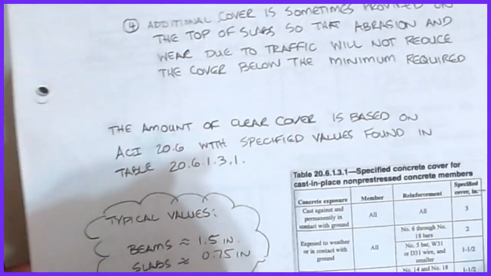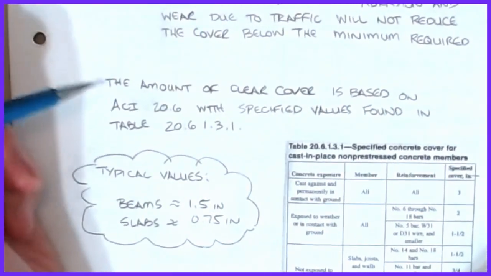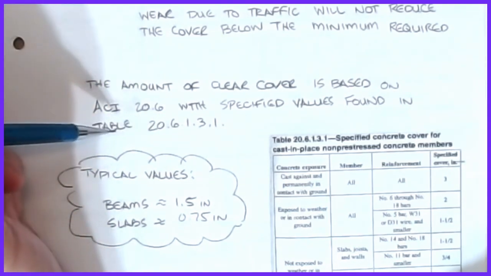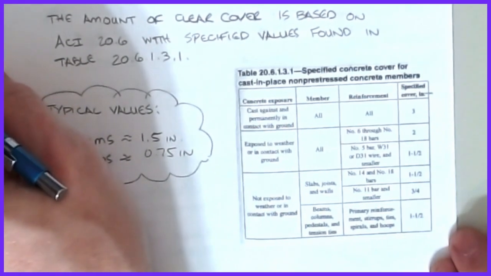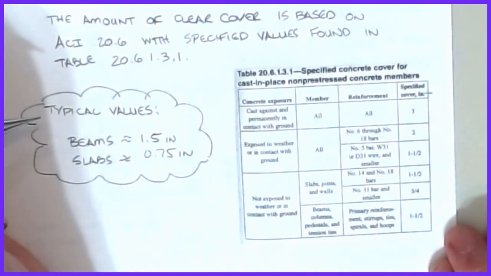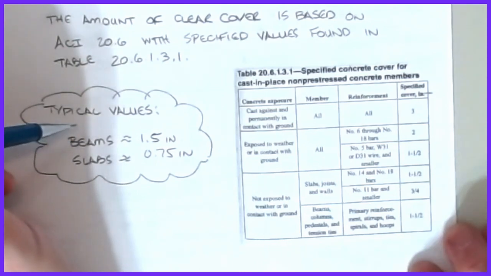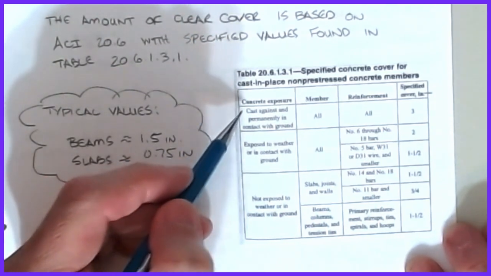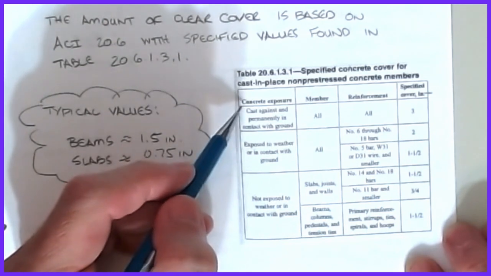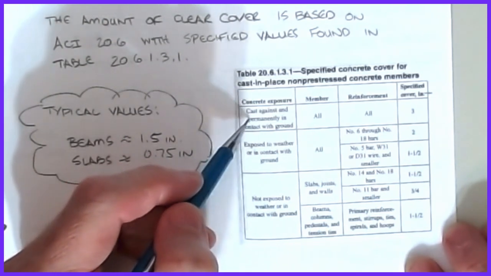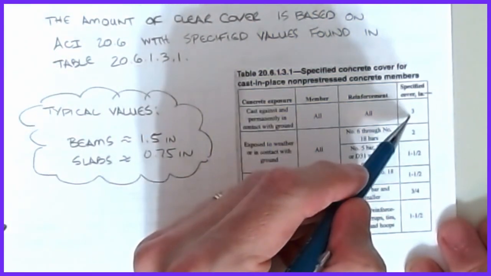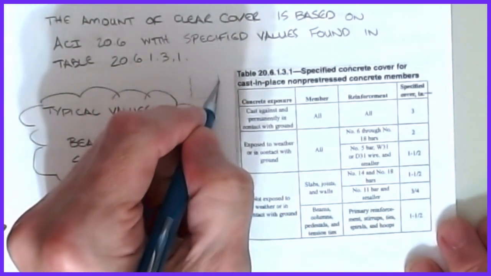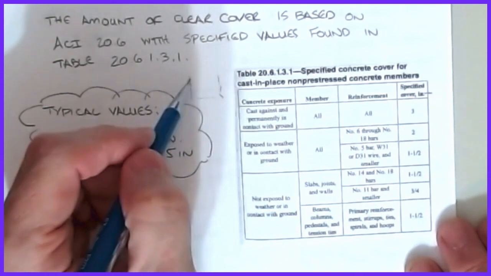Okay, all right, so the amount of clear cover that's required is based on ACI 20.6 with specified values found in this table that I've taken a snippet of. That's 20.6.1.3.1, okay? So it's not too hard to read this table, but some of the major parameters have to do with the exposure of the concrete, all right? So if I'm casting my beam or my slab or whatever my object is permanently against the ground, okay, then my specified cover is 3 inches, all right? Because what happens is in foundations or something, when I go to try to do it against the ground, it's not possible to make a perfectly straight hole, if you will, okay?